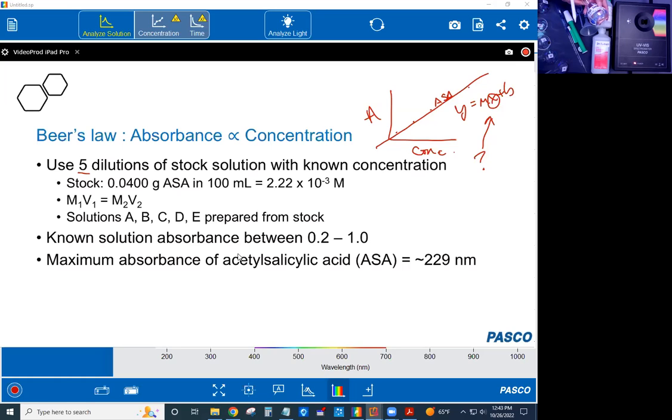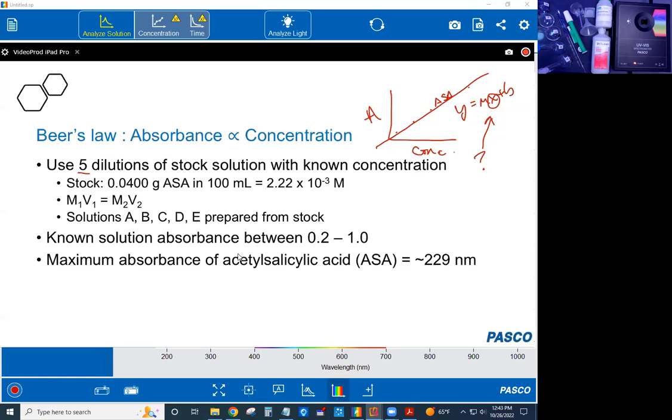It's easier to work in millimolar because having to write that exponent, if I could save a second or two on writing down my observations, I will. So I'm going to work with millimolars. 2.22 millimolars is the stock solution concentration. So after you've got the stock solution, the instructors are directed to make a series of 5 dilutions, solutions A, B, C, D, and E.